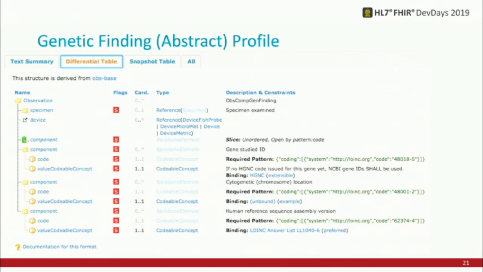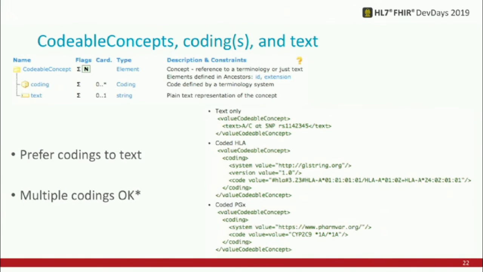But going even further into this, these codable concepts are not a single simple type either. We've got zero or more codings, and potentially a text. So for each of those lines back there on those diagrams, that was one component. We've got these two codable concepts, you've got the code and then the value. So if we're looking at genotype here, to send the value for genotype, you could send it as text without any coding. So you could say it's A/C at SNP, RS, whatever that is.